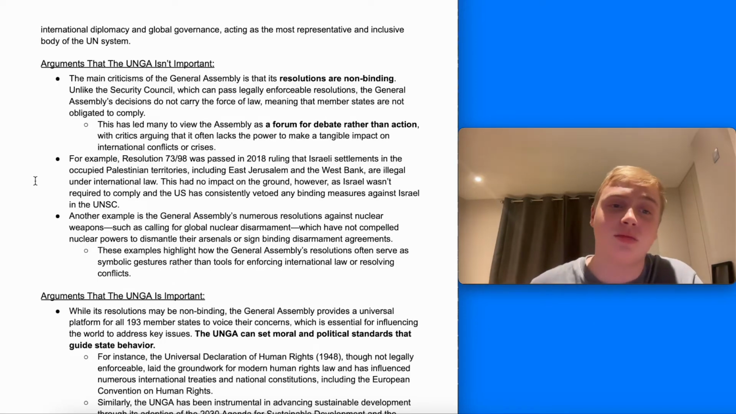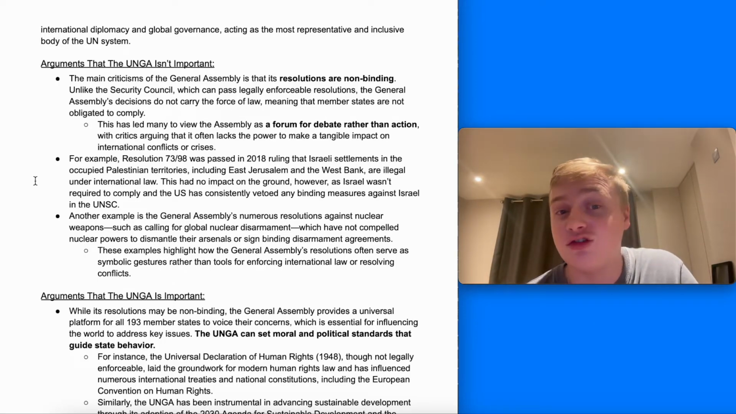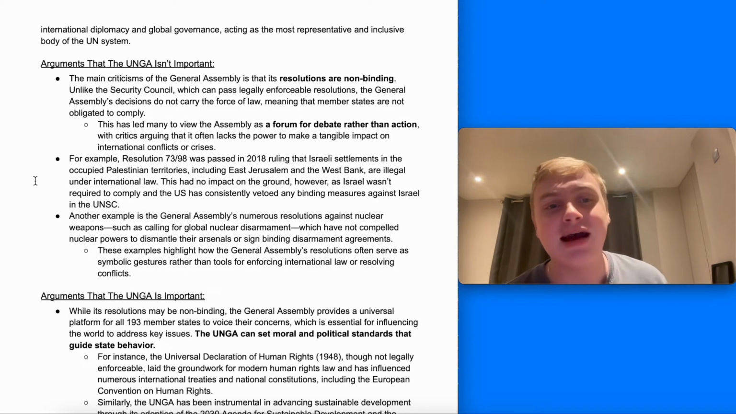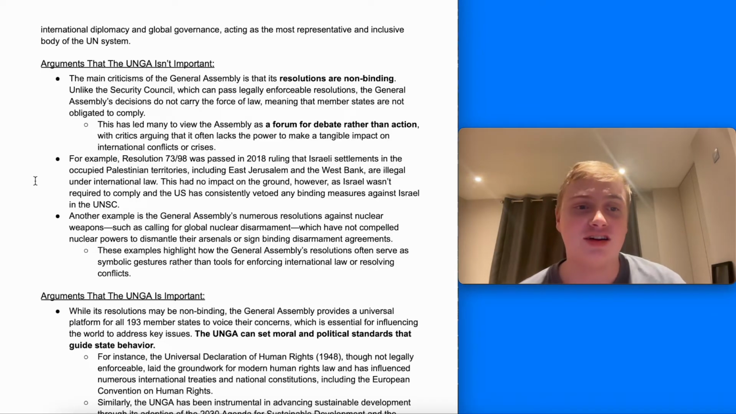The main criticism of the UN General Assembly is that its resolutions are non-binding. Unlike the Security Council, which can pass legally enforceable resolutions, the General Assembly's decisions do not carry the force of law, meaning that member states aren't obligated to comply with its resolutions. This has led many to view it as a forum for debate rather than actual action.